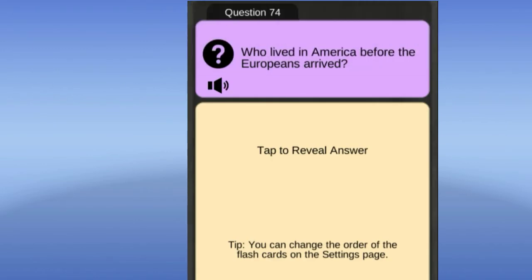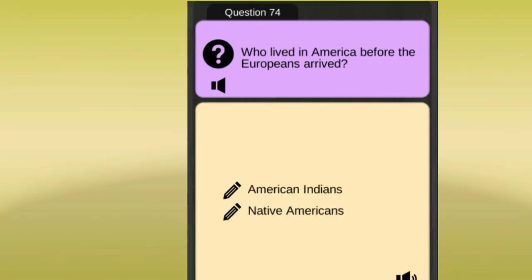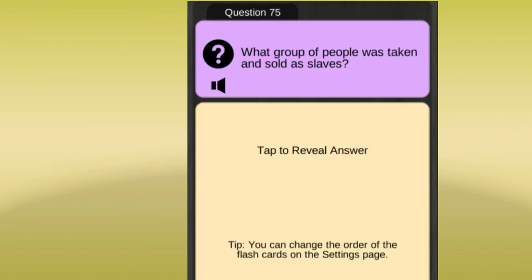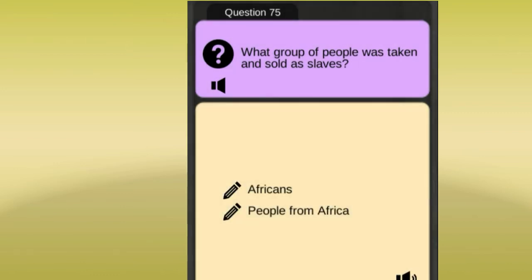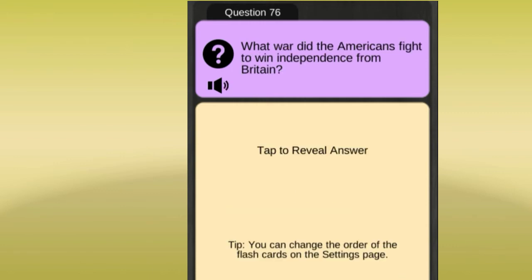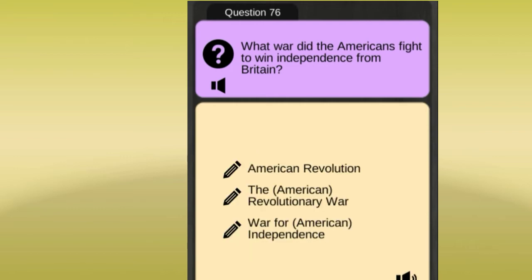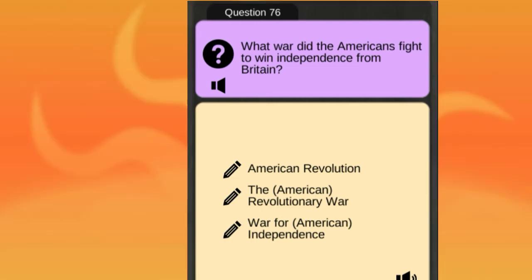Who lived in America before the Europeans arrived? American Indians. Native Americans. What group of people was taken and sold as slaves? Africans. People from Africa. What war did the Americans fight to win independence from Britain? American Revolution. The American Revolutionary War. War for American independence.